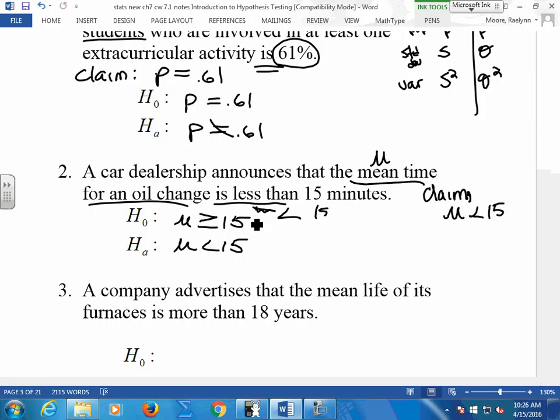This is really like the whole basis. You've got to get these right, because later on we'll draw a curve that looks like this. We'll find the 15. We'll follow this symbol. We'll shade that in. So we need to know the HA is going to give us the sketch for the tail. And the claim is going to be either one. We said it can be either one for a claim.